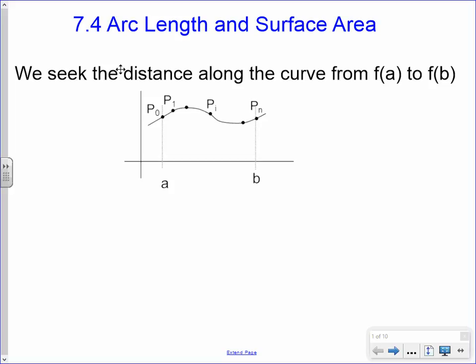Let's talk about the distance between 2 points that are really close together, right? So like P sub i minus 1 and P sub i. We're going to find the distance between those 2 points, okay? How do we find distance?